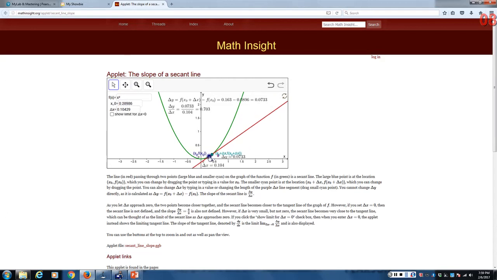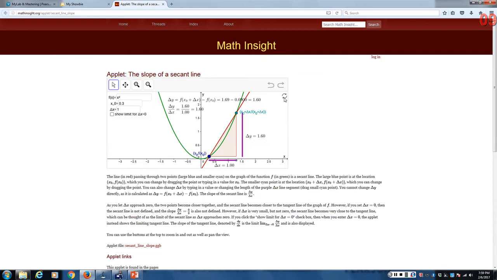Whoops, I actually grabbed the wrong one. Have to be careful to grab only one of them. Let me see if I can get the initial point at exactly 1/2. There. Yes, that works. When they get close together, it's hard to grab just one of them.